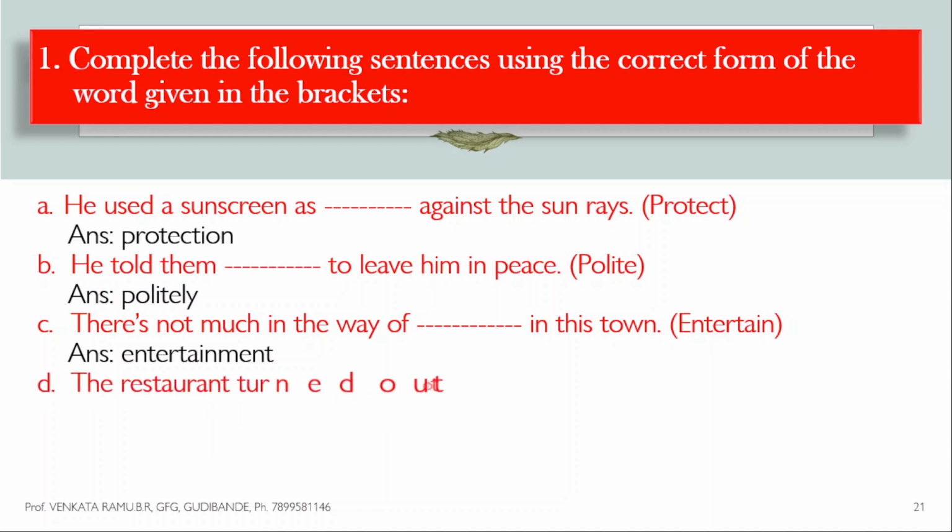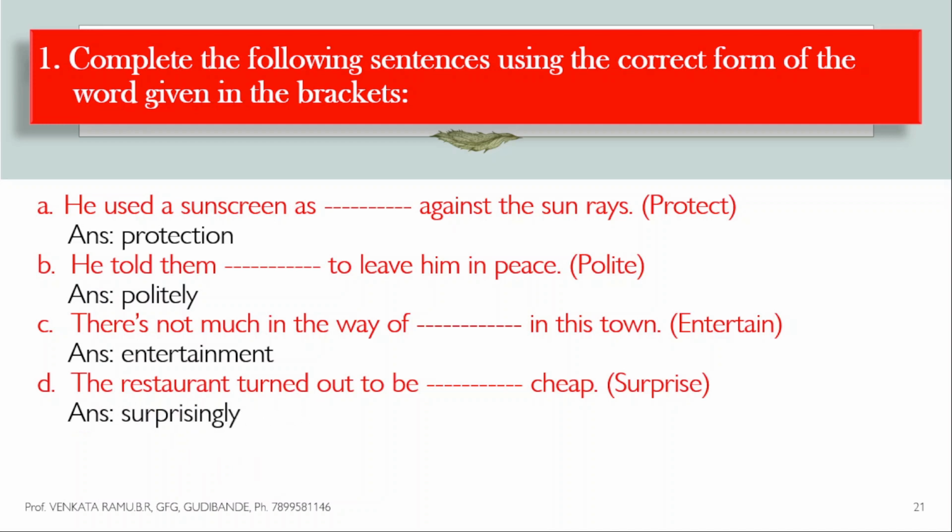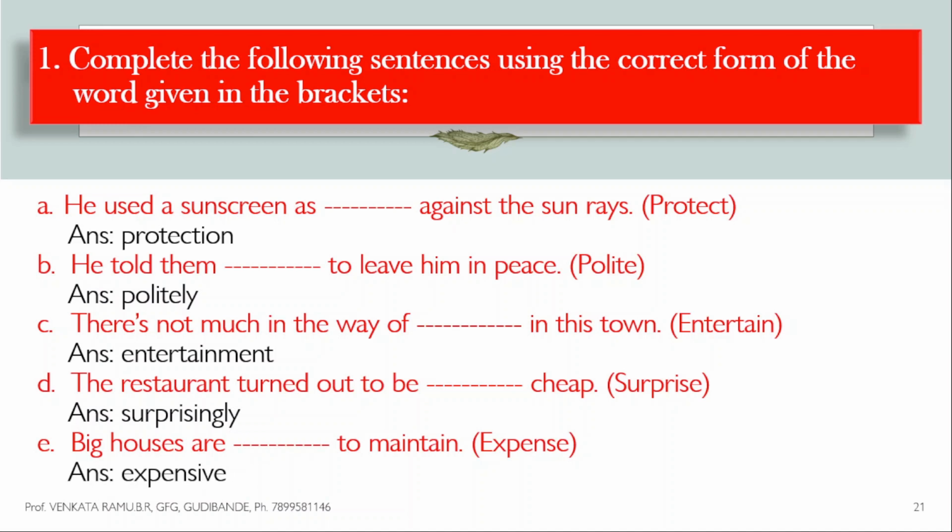Come to fourth one. The restaurant turned out to be blank, cheap. Within bracket surprise is the word given. You can answer this blank by using the word surprisingly. Come to the fifth one. Big houses are blank to maintain. Within bracket the word given is expense. We can answer this question. Big houses are expensive to maintain.